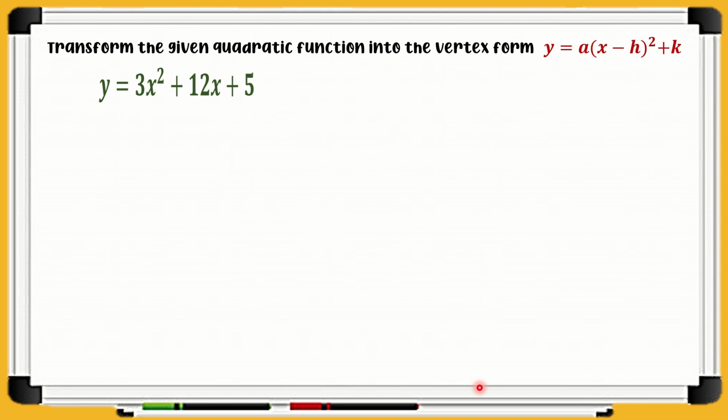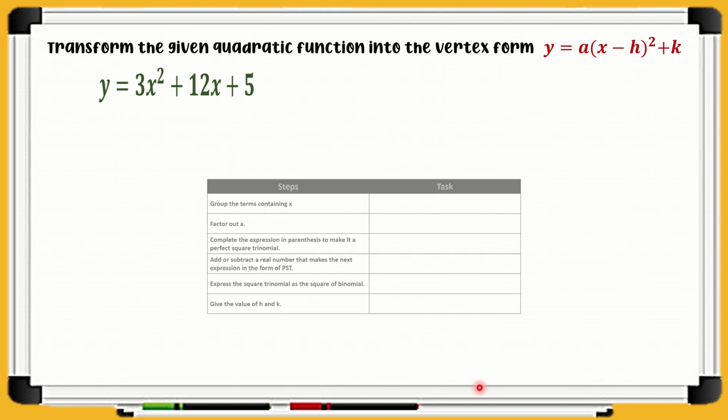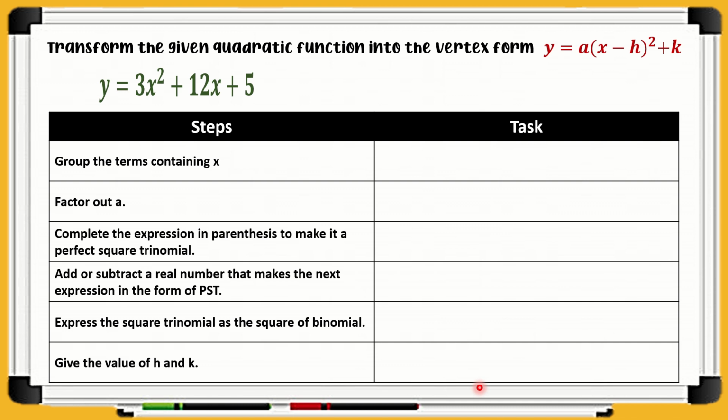y is equal to 3x squared plus 12x plus 5. Again, let us use the step-by-step to find the vertex form of that equation. Group the terms containing x. Therefore, I'll group 3x squared plus 12x. Factor out a. So the value of a is equal to 3. Therefore, we will get 3 times (x squared plus 4x).